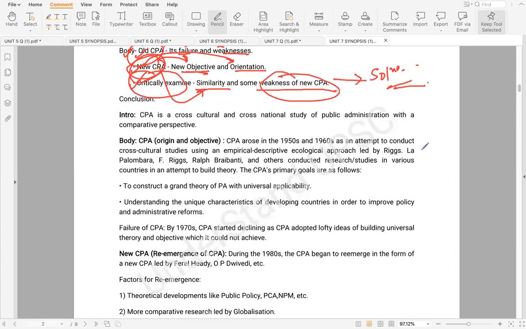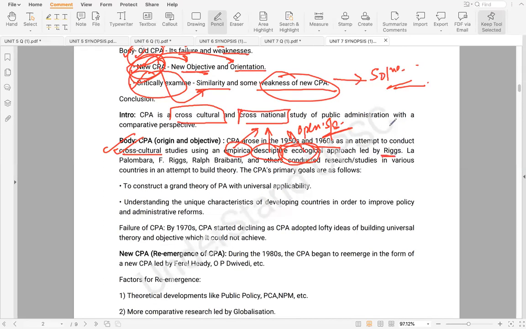Right? CPA is a cross-cultural, cross-national study of public administration with a comparative perspective. It arose in the 1950s and 1960s and attempted to conduct cross-cultural studies using an empirical, descriptive, ecological approach. Try to include as many keywords in the introduction as you can. We know that CPA is empirical, we know that CPA is descriptive, and we also know that this is the first theory which is an open systems theory, unlike the previous ones which were closed systems. So try to include the keyword ecological as well, which was led by Fred Riggs.